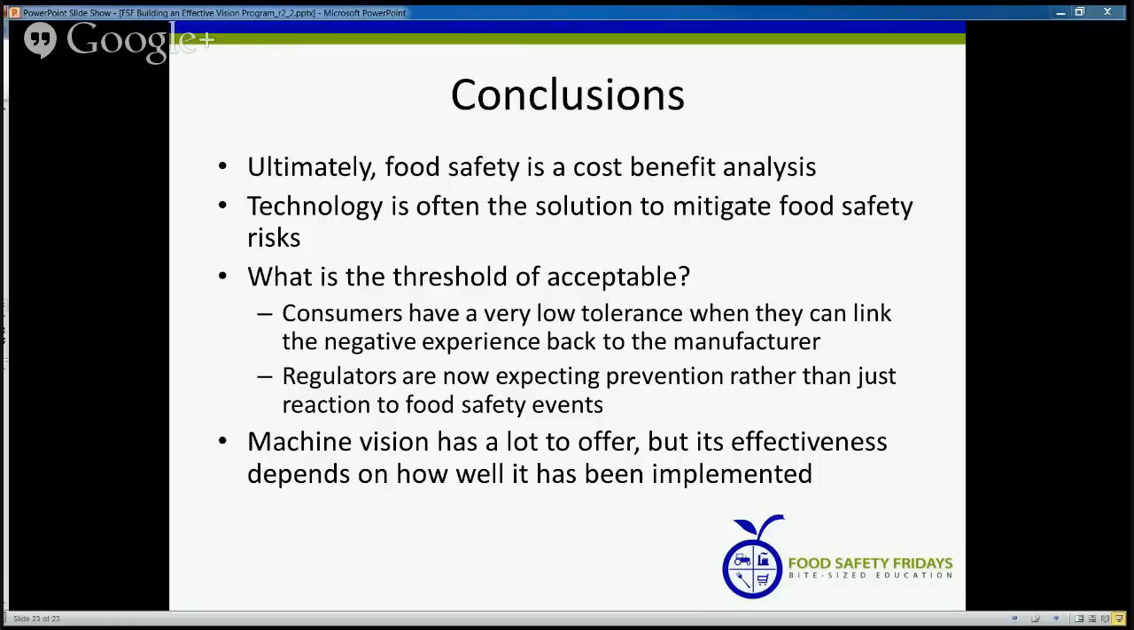Regulators are also now expecting prevention rather than just reaction to food safety events. So that's another factor to consider. The threshold of acceptability, I believe, is going down with regards to unlabeled allergens in food products. So machine vision has a lot to offer, but its effectiveness definitely depends on how well it's been implemented. Ultimately, an effective implementation of a machine vision system offers peace of mind to the brand owner and the consumers they serve. So that's the conclusion of my presentation. I'll turn it back over to you, Simon.